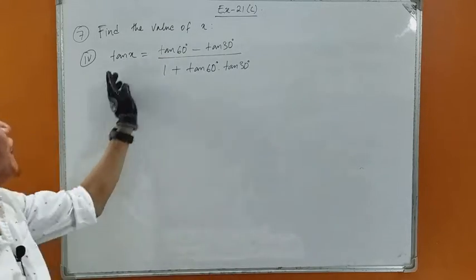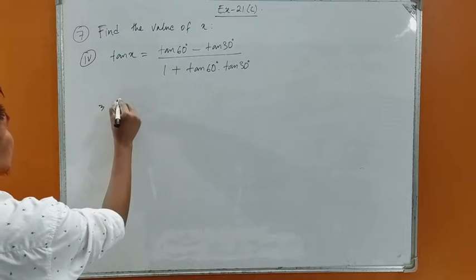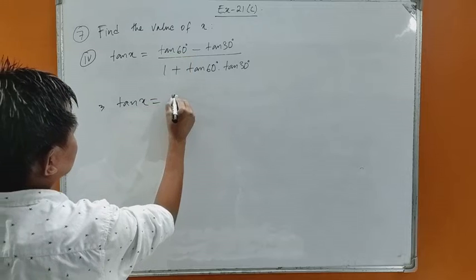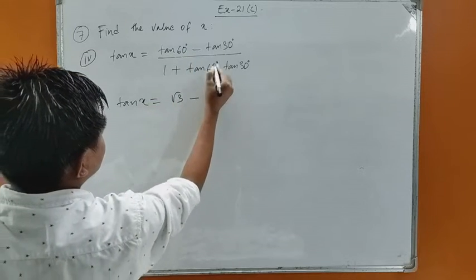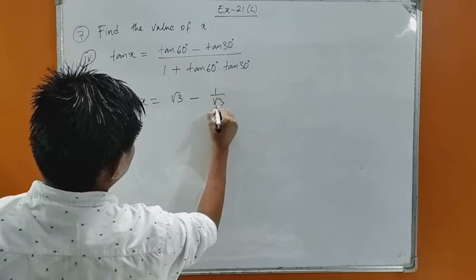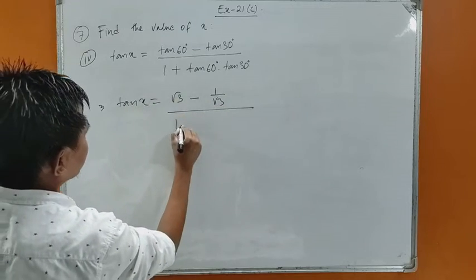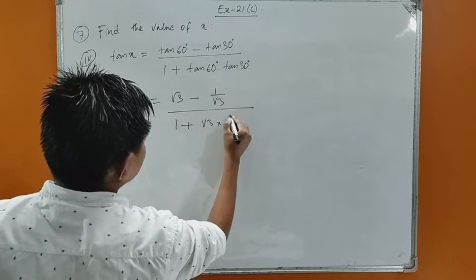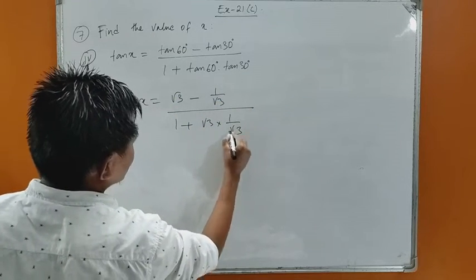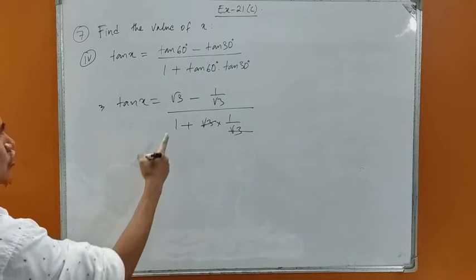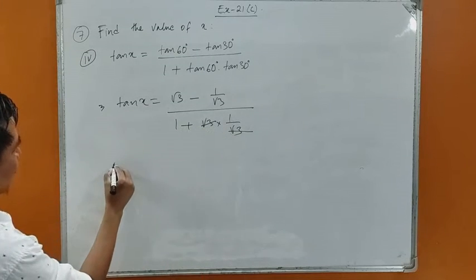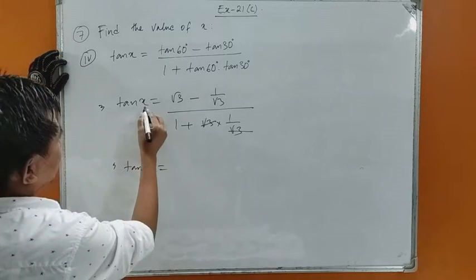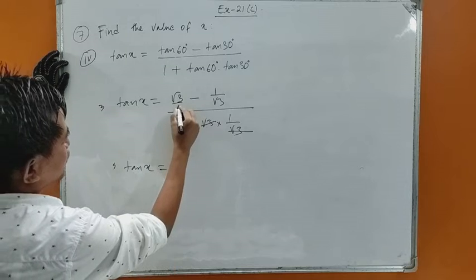We must put the values here. So tan x equals, what is the value of tan 60? Tan 60 is root 3 minus tan 30, which is 1 upon root 3, whole upon 1 plus tan 60, which is root 3, into tan 30, which is 1 upon root 3. So this root 3 and root 3 get cancelled. So 1 plus 1, or tan x equals, there is 1 in the denominator.